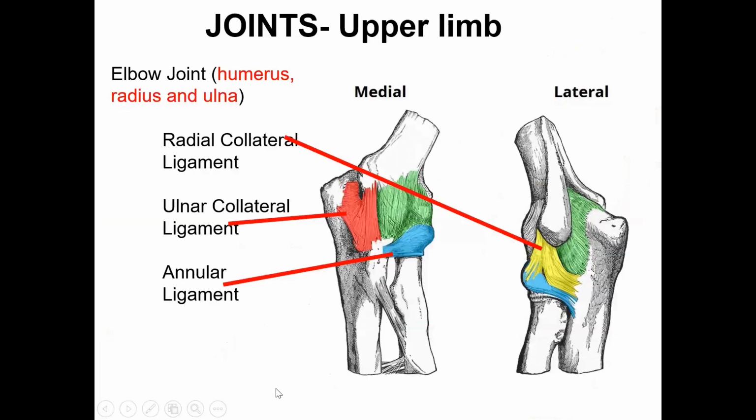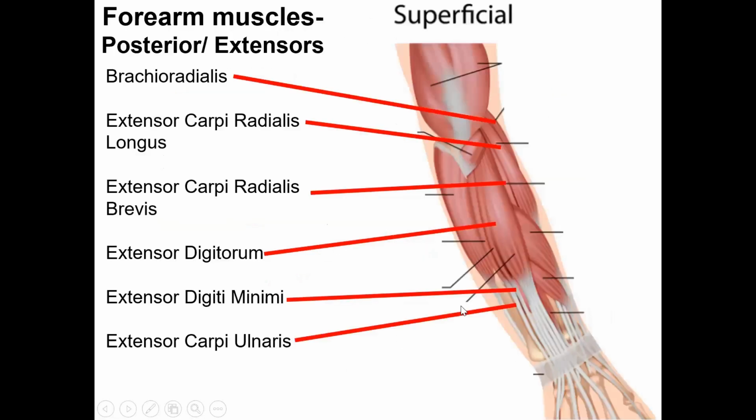Okay, the elbow joint here has 3 important ligaments. We've got the radial collateral ligament on the lateral aspect, ulnar collateral ligament on the medial aspect, and then the annular ligament is the one that wraps around the head of the radius, okay?